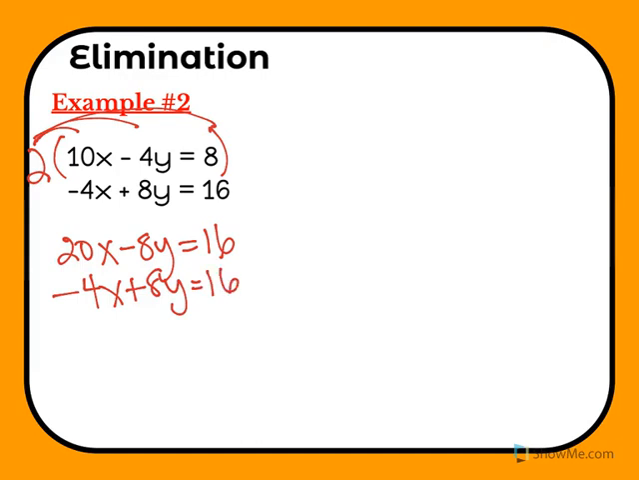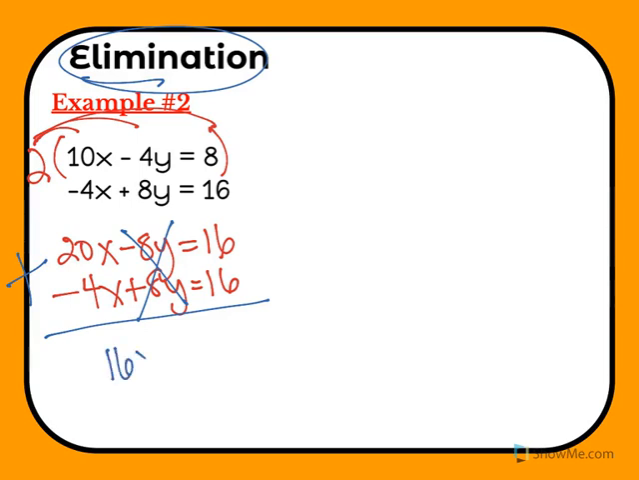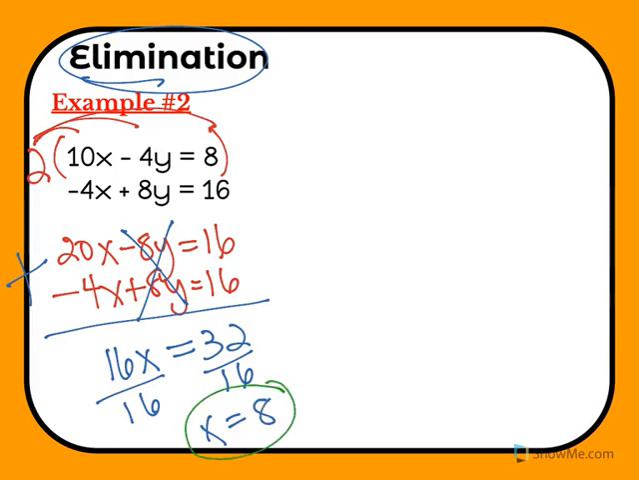So you'll see here now, when we add this up, we're going to eliminate our y's. Remember, we're doing elimination, so we have to eliminate something. 20x plus negative 4x would be 16x. 16 plus 16 is 32. Divide by 16, and x equals 8. But of course, we have to put that back into one of our equations. We have so many choices.